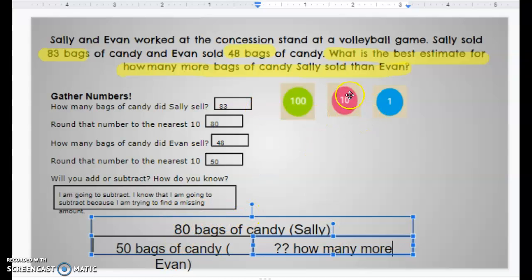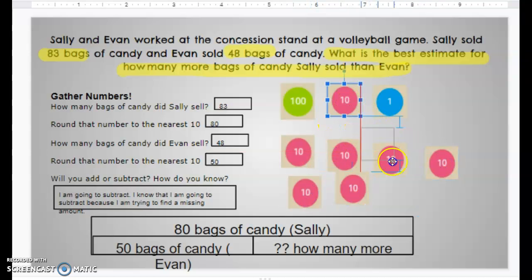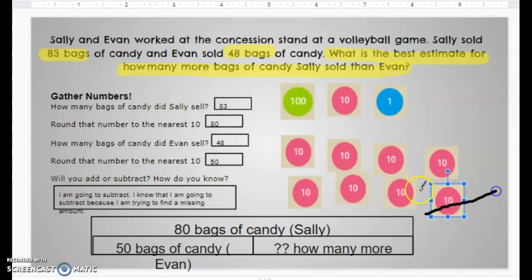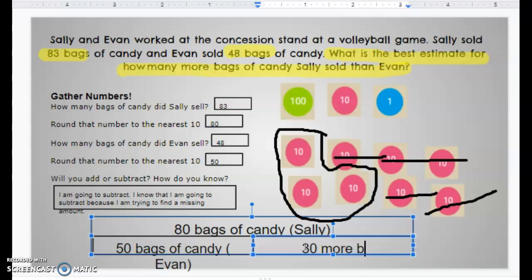Okay, so I'm going to subtract. I'm going to do 10, 20, 30, 40, 50, 60, 70, 80. Now I can take away 50. 10, 20, 30, 40, 50. What are we left with? 30. 30 more bags of candy. 30 more bags of candy is what Sally sold.